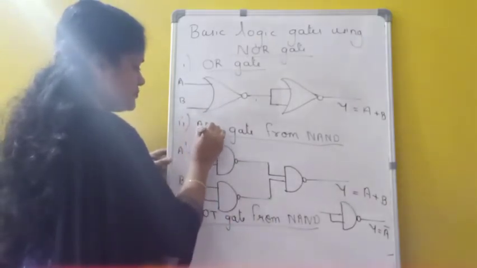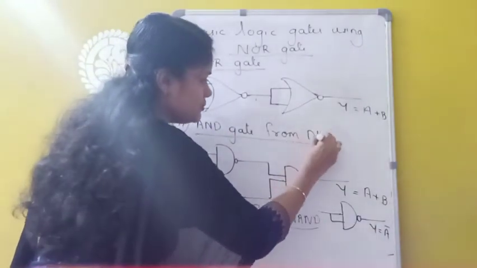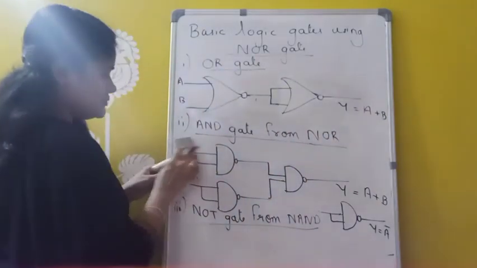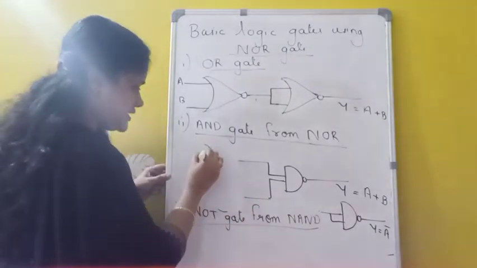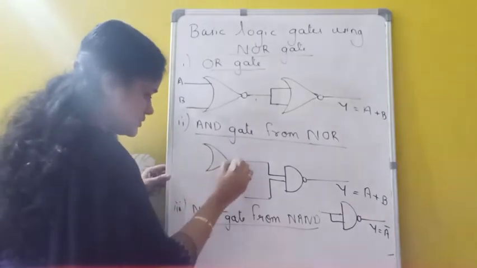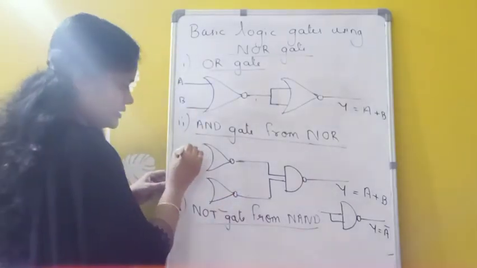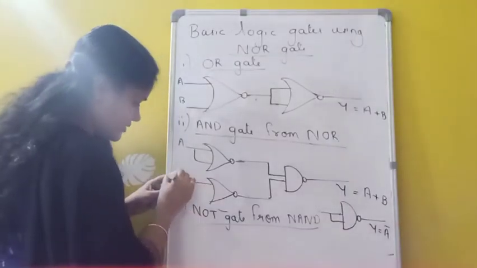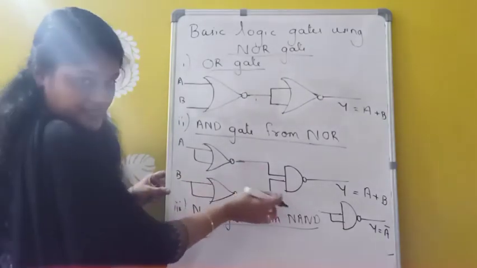AND gate from which one? NOR gate. So here we are using 3 NOR gates, same as this one. So first NOR gate, and here second NOR gate, and here the input is the same only. A is the input. So A equals 1 means both the inputs are 1 only. Similarly here the input I am taking is B. Same input. Two inputs are the same. Then we will be getting an output here.